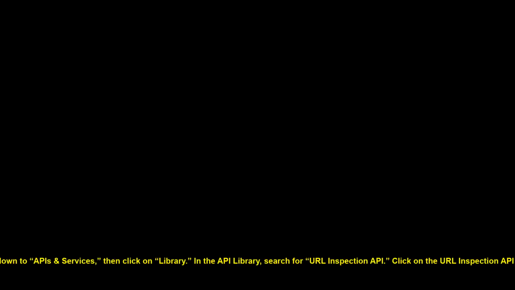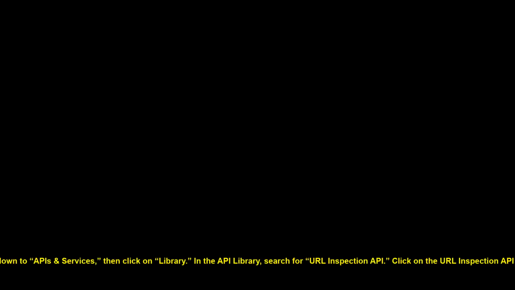Navigate to the project associated with your website. If you don't have a project, create a new one by clicking on Select a Project and then New Project. Once you have your project open, scroll down to APIs and Services, then click on Library.